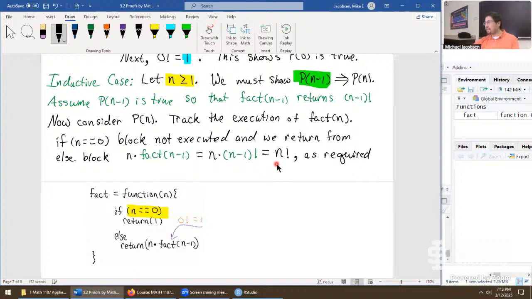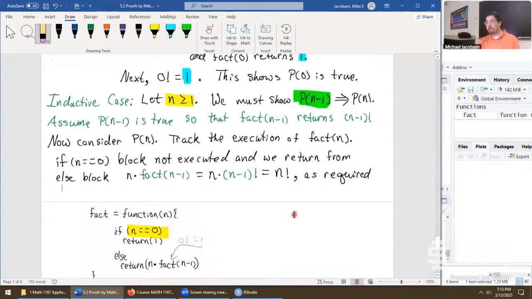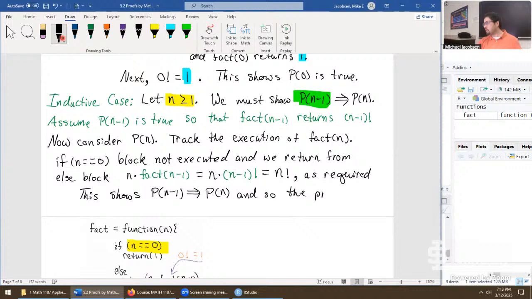Because once again, once we got that n factorial, that was the goal up here. Factorial gets returned at the statement P(n). That means our work is done. We can just assert right here and now, this shows P(n-1). The truth of that statement directly implies, through the implication, P(n) is true. And so the proof is complete.